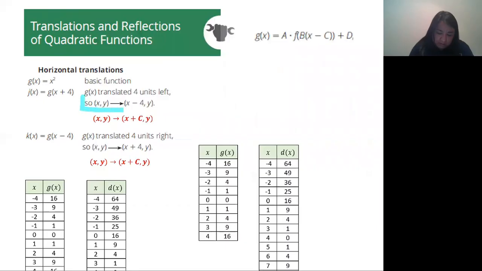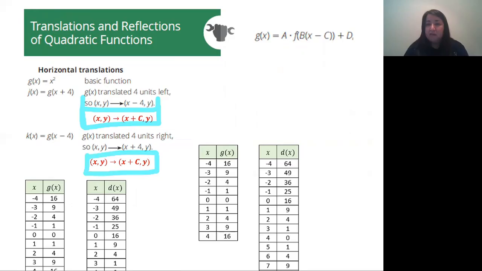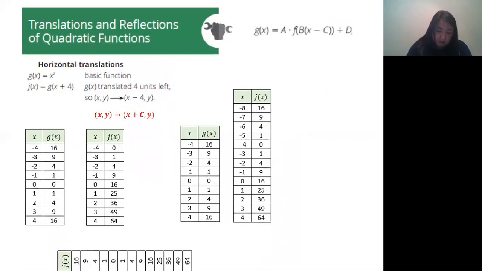We should just be adding that c value, whether it's positive or negative, to our x. So that would mean if we're subtracting or adding there. So let's look at a table of values to verify that.